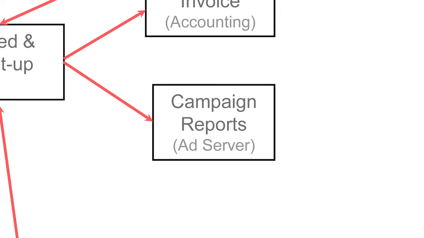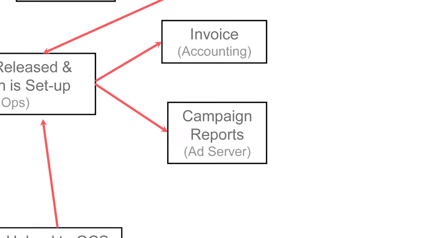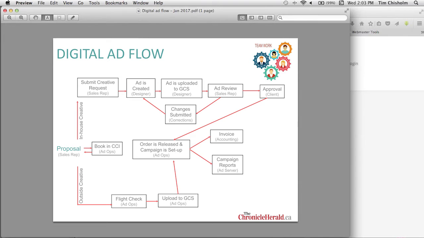As the campaign runs, the sales rep will receive weekly and end-of-campaign reports to track the progress of the campaign. Please see the reporting video for more information on how to pull the most valuable information from these reports. And that's the overview of the digital ad process.